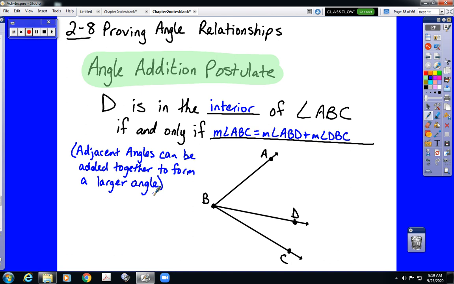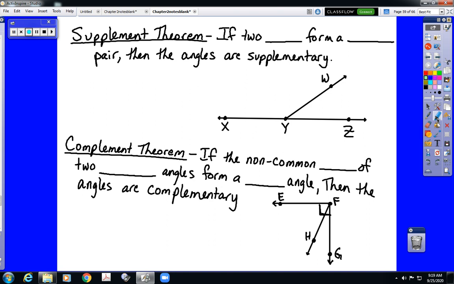Now, unlike chapter 2, section 7, where the only new rule we had was the segment addition postulate, here there are several other new rules based on vocabulary words that we already have in place. So here are 2 more rules. These are the complement and supplement theorem. Both of these could be used as excuses in a proof as well, so we're going to go through these 2. The supplement theorem says that if 2 angles form a linear pair, linear pair being the vocabulary word, then the angles are supplementary.